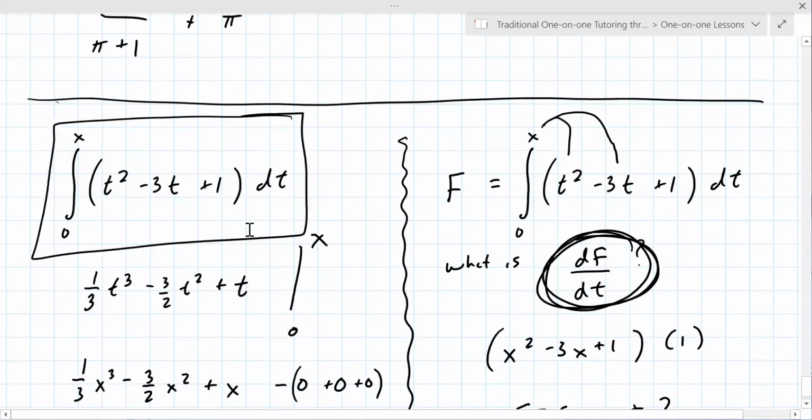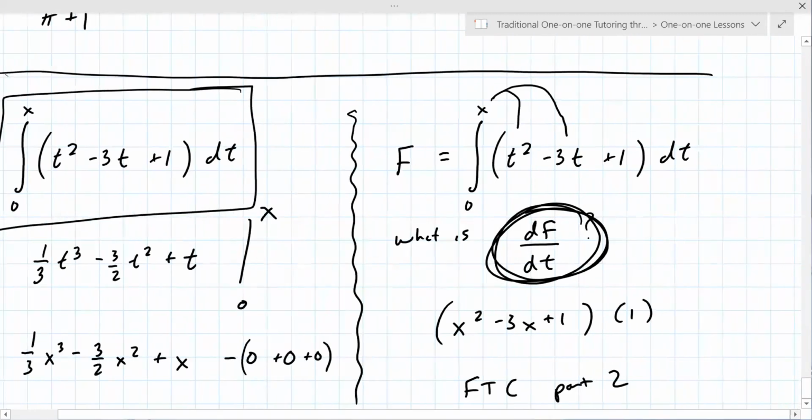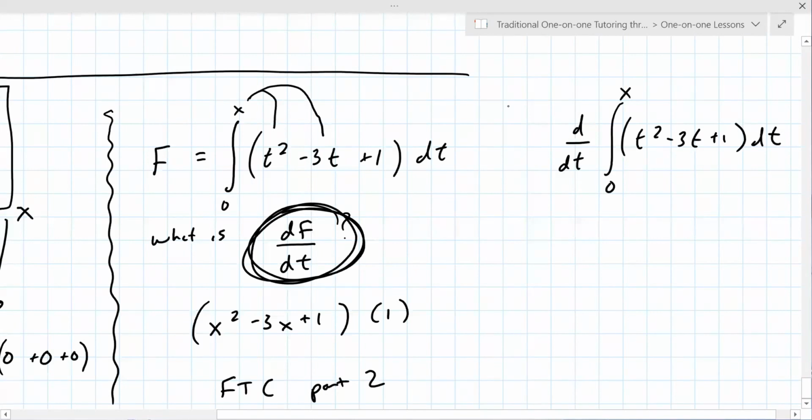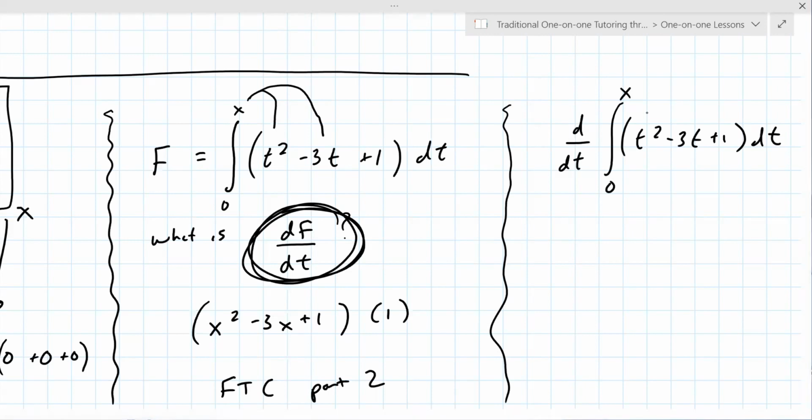But the one on the right, here's how it could be written. Let me do it another way here. It could be written: what is d dt integral 0 to x of t squared minus 3t plus 1 dt. That's how it probably would appear. There's not a mistake, but you have to be careful that you know how to do it.